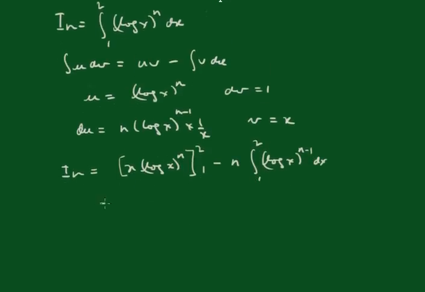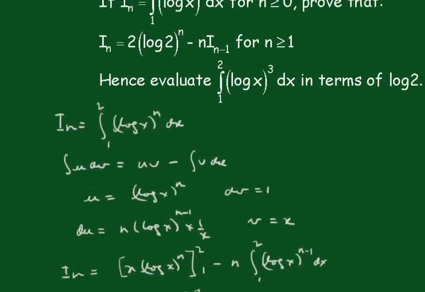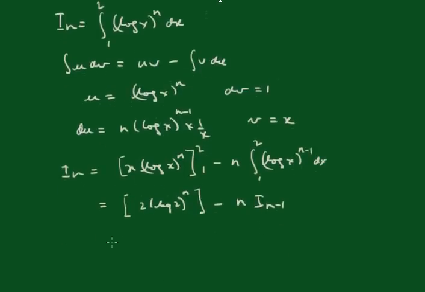Okay, which equals 2 (log 2)^n. Now when you put the 1 in there, that's going to be the log of 1, which is 0. So it'll be just 0, minus n, and this of course is I_(n-1). So there we have it. That's what we have to get. I'll just rewrite that a little bit better: 2 (log 2)^n minus n I_(n-1).